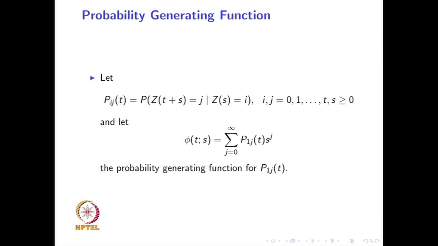Now using the conditional probability, we are going to define the probability generating function. Let p_{ij}(t) be the conditional probability that Z_{t+s} = j given Z_s was i. Using this, we define the probability generating function, that is ψ(t, s) with the two variables, the summation over j of p_{ij}(t) s^j. So this will be the probability generating function for p_{ij}(t), where p_{ij}(t) are the transition probabilities.